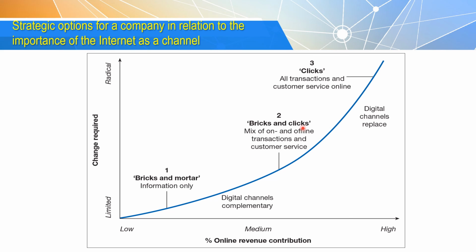They have the offline transactions, and they also provide customer service using the digital channel. And we can see the business has improved drastically when they change into clicks-type businesses, where all transactions and customer services are done online. The online revenue contribution increases. We can see the percentage of online revenue contribution increased drastically.